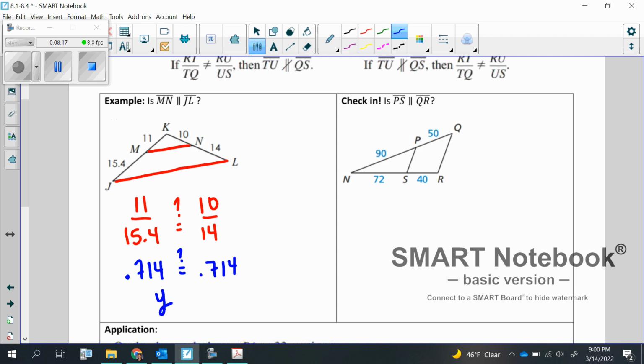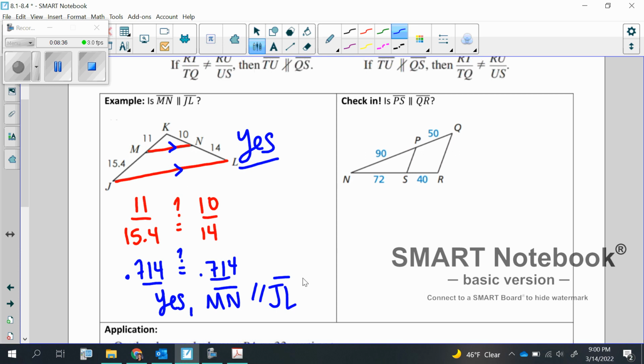So yes, those two sides are proportional, their pieces are proportional, so therefore that means that MN must be parallel to JL. Okay, so now we know that those two are parallel, so yes, they are.